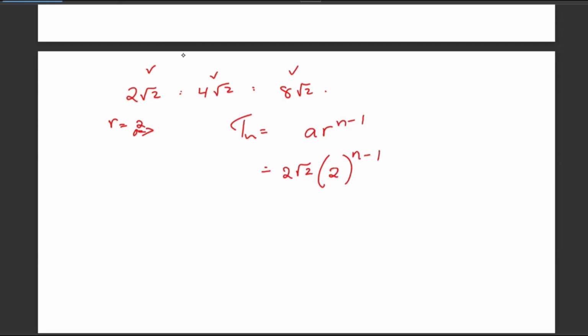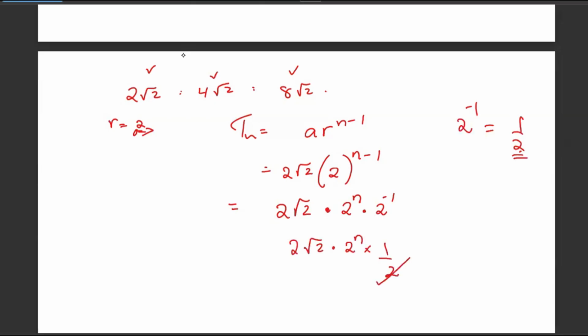If I am to split this up, it will be 2 square root of 2 multiplied by 2 to the exponent of n and then 2 to the exponent of negative 1. But we know that anything with a negative exponent can be written as a fraction. So it's 2 root 2 times 2 to the n times a half. This 2 cancels that, meaning we are just left with the square root of 2 multiplied by 2 to the n. Isn't that what the question gave us?